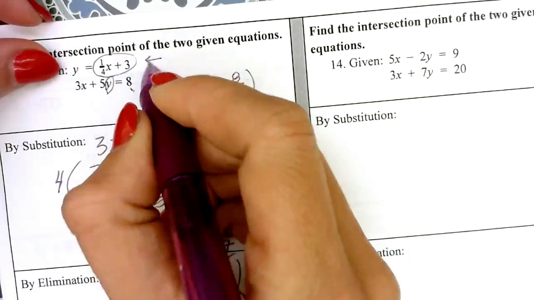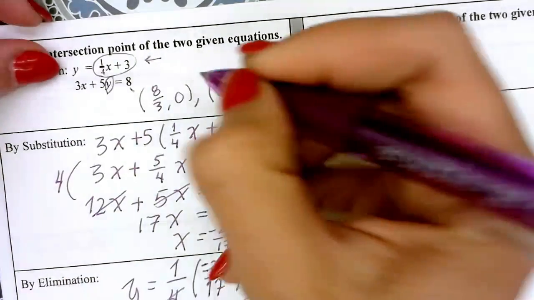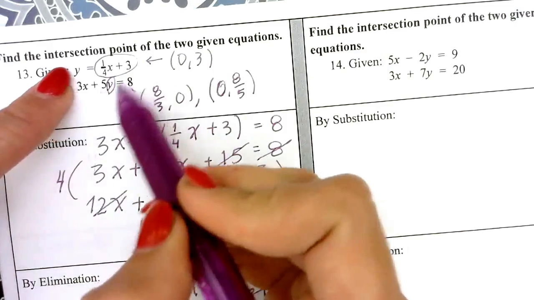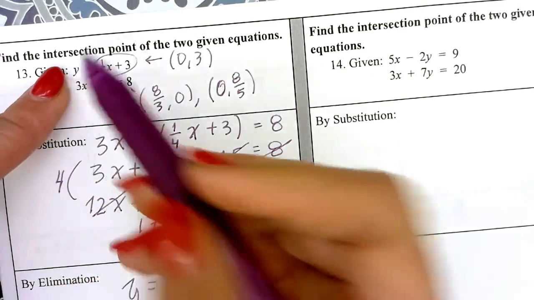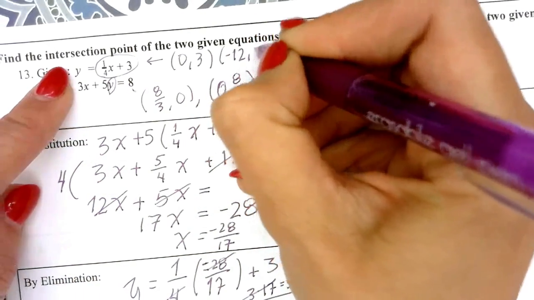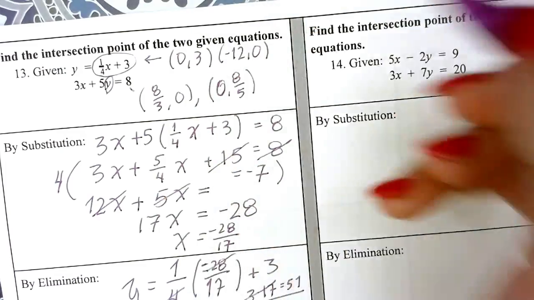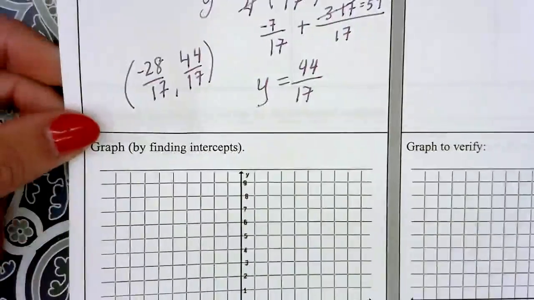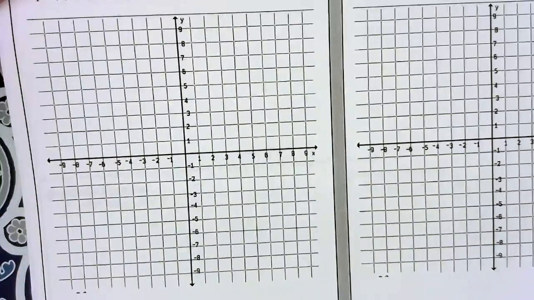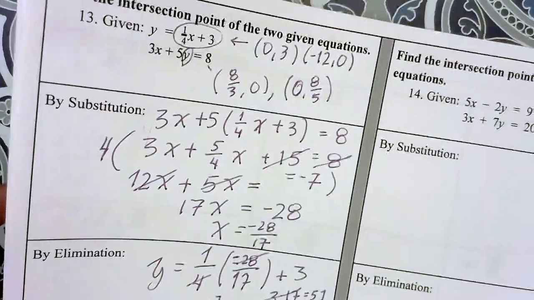And those both go with that one. And then here, my y-intercept, if I fill in 0 for x, is 0, comma 3. My x-intercept, if I fill in 0 for y, I bring over 3, negative times 4, so negative 12, negative 12, comma 0. I found them. I'm not going to graph them because I want to get to some other examples, but hopefully we can handle that, okay?